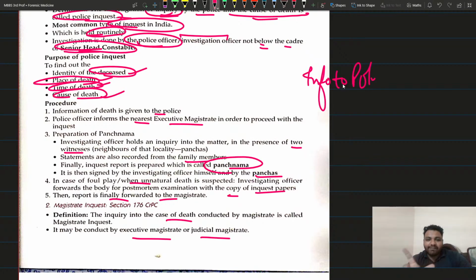In case of foul play, when unnatural death is suspected, the investigating officer forwards the body for postmortem examination with a copy of the request. Then the report is finally forwarded to the magistrate.